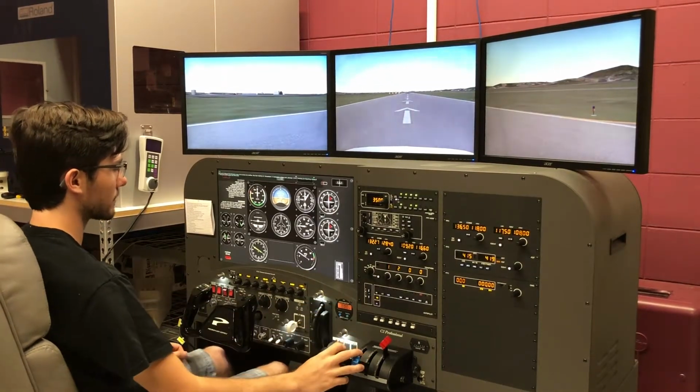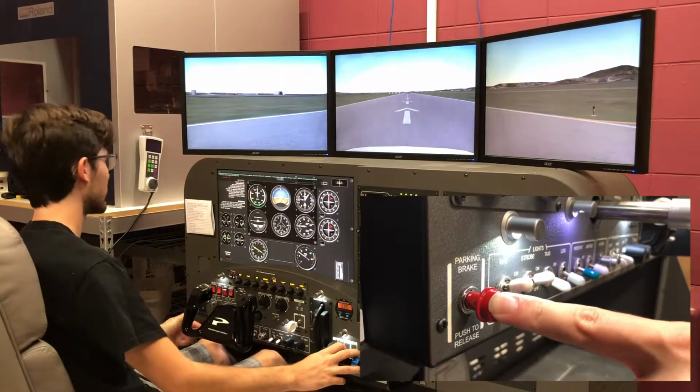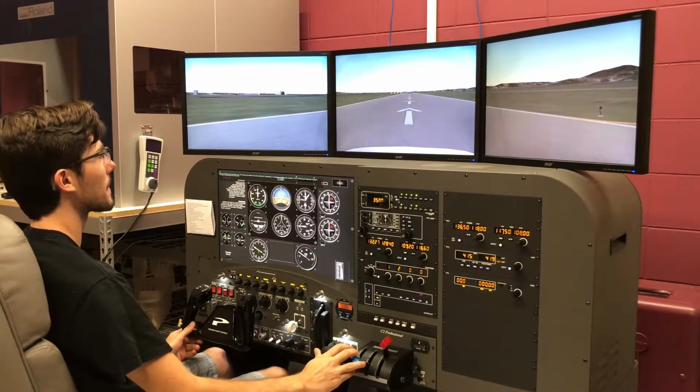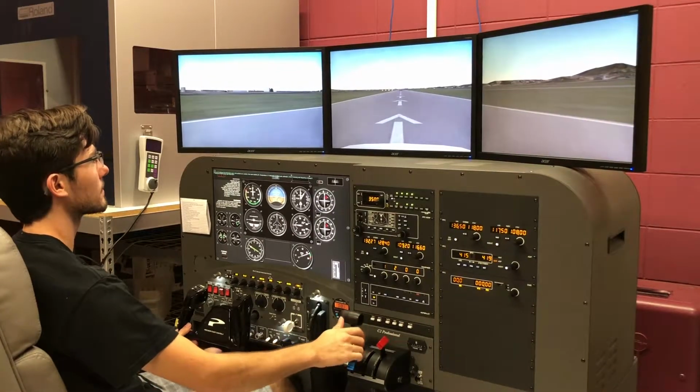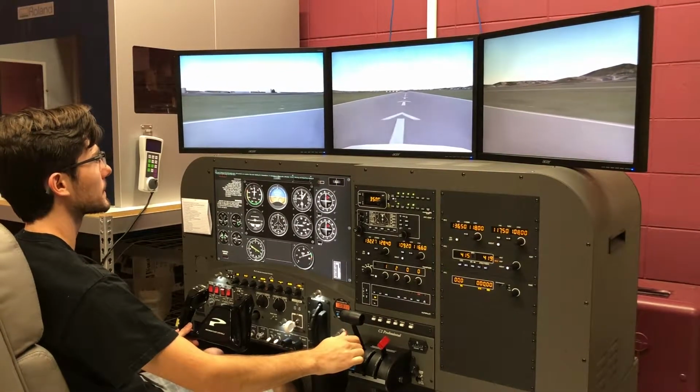Before we take off, we want to disengage our parking brake on the aircraft. To do so, we press it in, then we're going to start rolling out, and after we start rolling out, we're going to advance our throttle smoothly, and we want to stay centered on the runway using the rudders during takeoff.